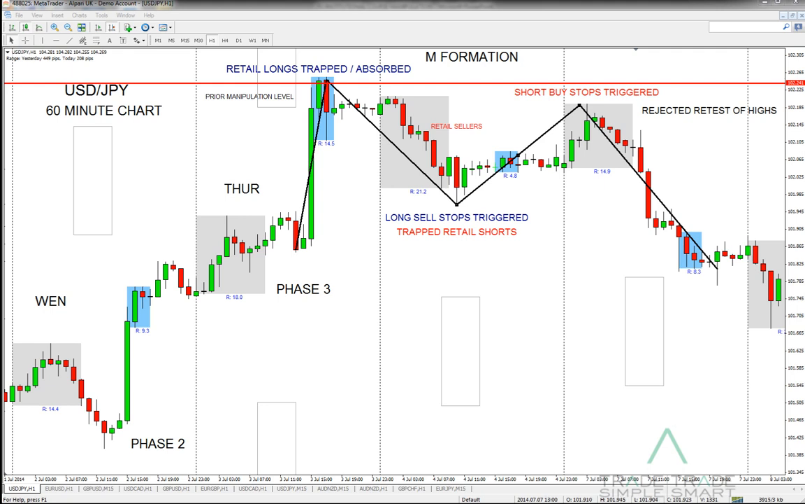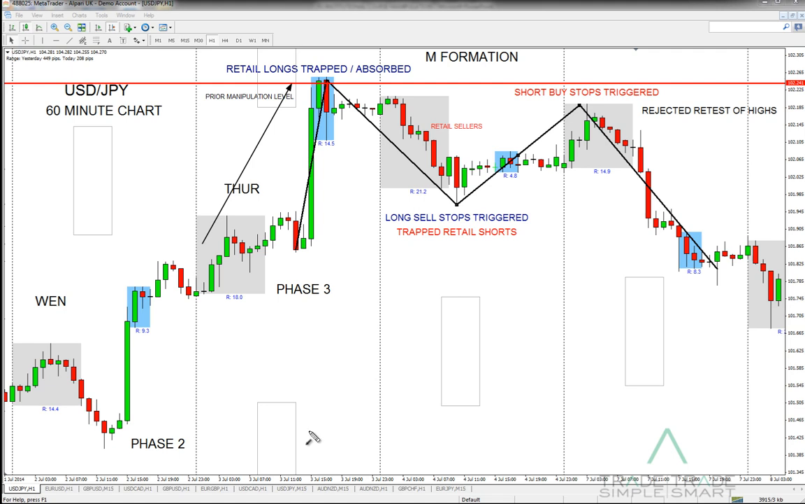So in this example, we're going to take a look at the process that takes place in both the M and then the W formation. So on Thursday, we have phase 3, and we have the market enter into a prior manipulation level, and we see the penetration of the zone.